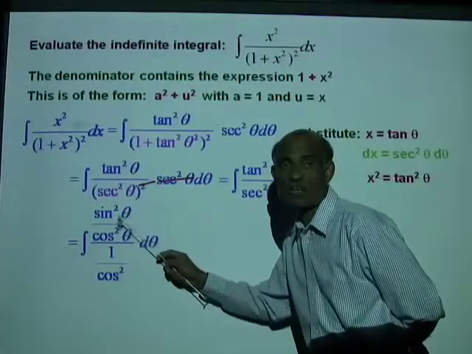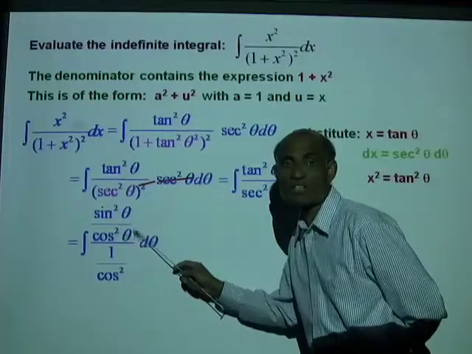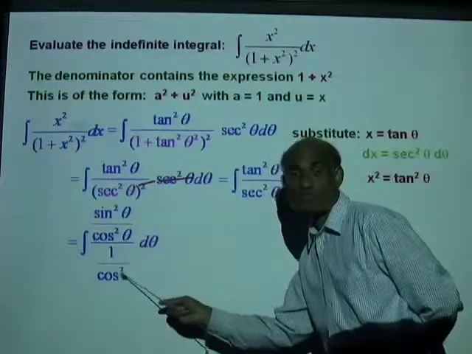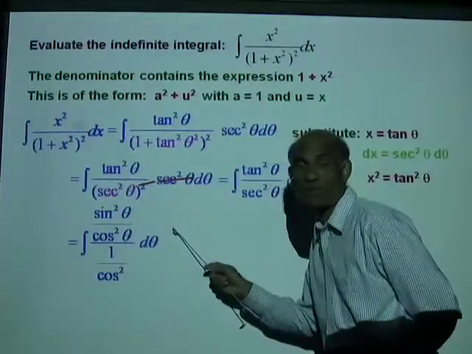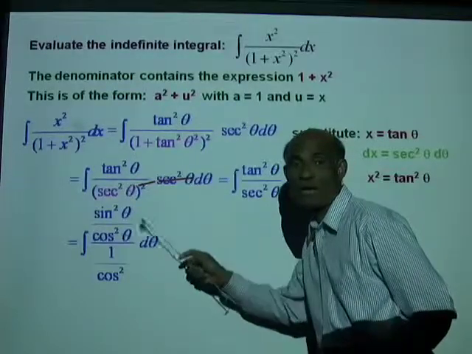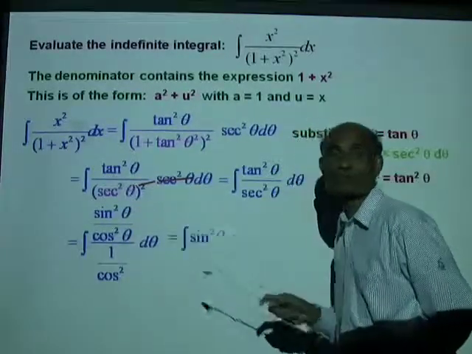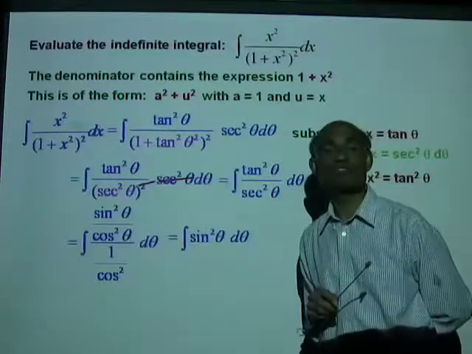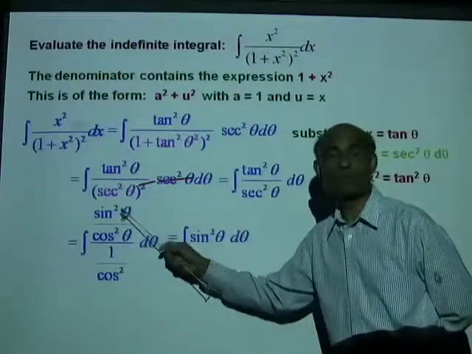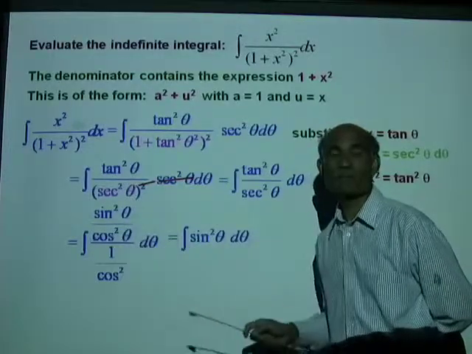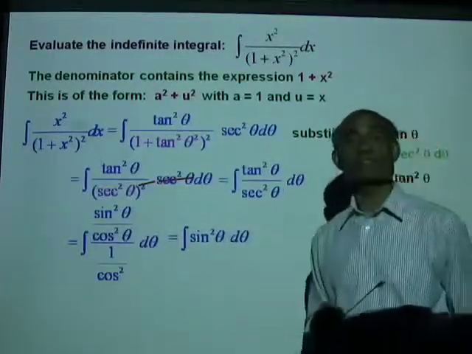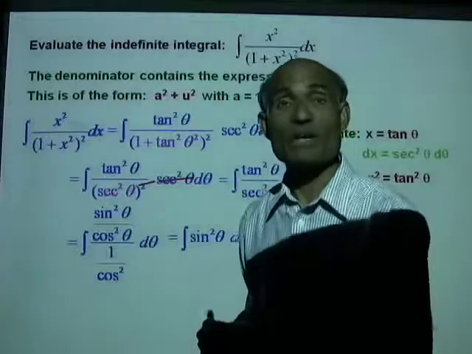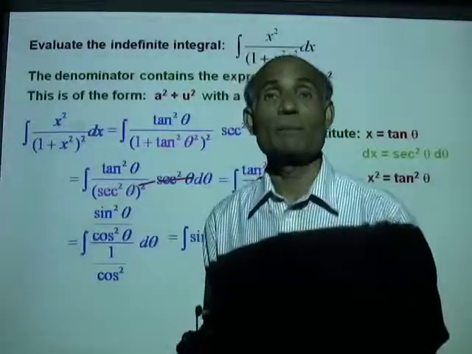It is sine squared theta over cos squared theta times, reverse and multiply, cos squared theta divided by 1. And cos squared theta and cos squared theta will cancel, leaving us with integral sine squared theta. I hope you can deal with that. And how do you integrate sine squared theta? We had developed a method of doing that.